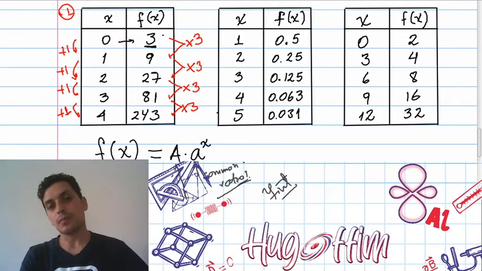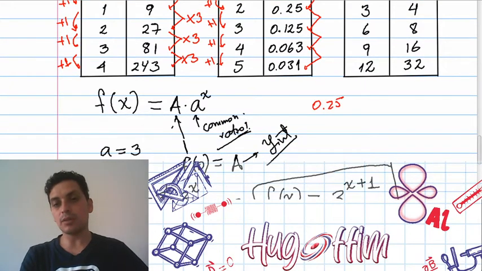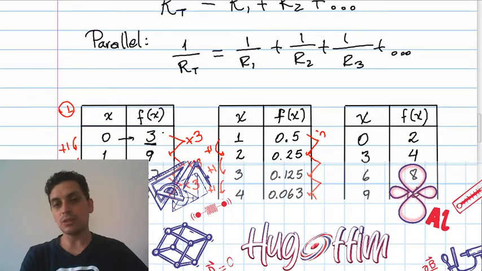Option 2. In option 2, we have an increase of 1 by 1 in the independent variable. Nice, very good. And we have here that from 0.5 to 0.25, we don't know exactly what the value is, but in order to determine if there is a common ratio, you have to divide two consecutive numbers. So what you have to do is divide 0.25 by 0.5. That's going to get you 0.5. So you're multiplying by 0.5.